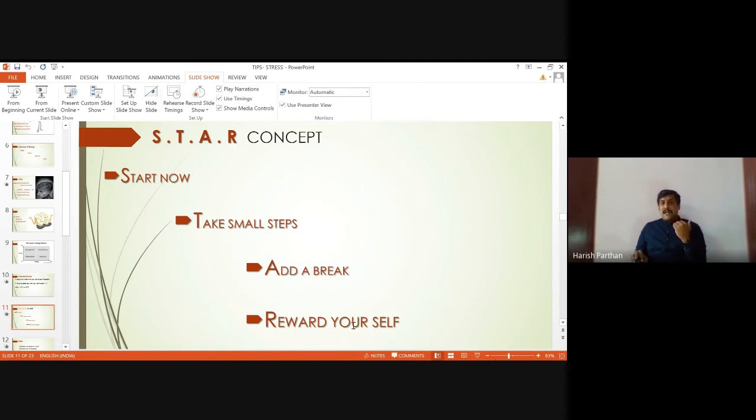Then finally, you know, when you have started and initiated an activity, you have started working, you have taken small steps, you have given breaks. Now it is time for you to reward yourself. Don't expect rewards from others. Buy something good for you.